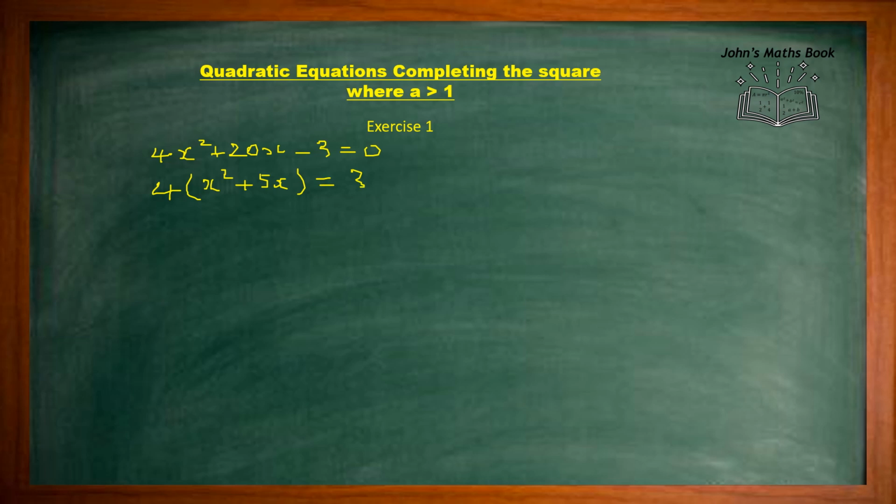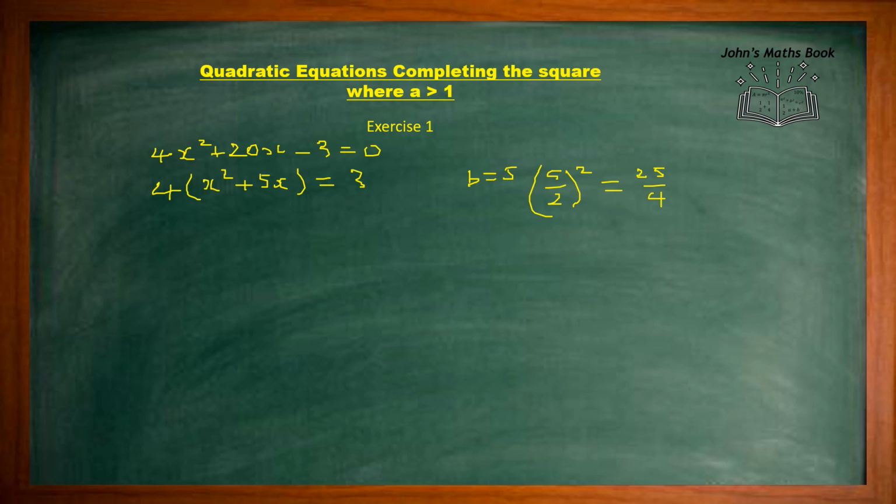Now for the bracketed part, we need to complete the square. So we need to take b, and b is the coefficient of the x term. So b is 5. We need to divide that by 2, and we need to square it. And the result of that is 25 divided by 4.